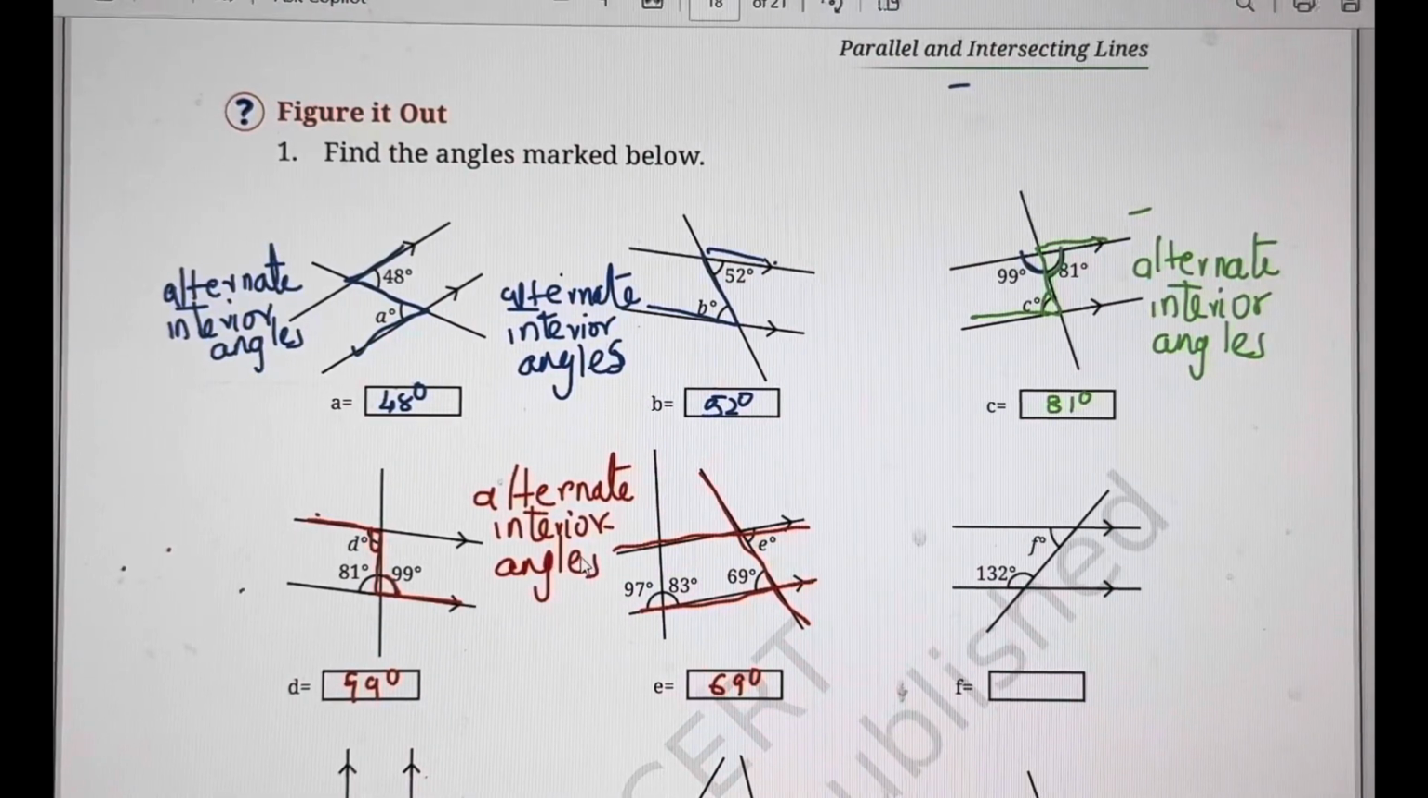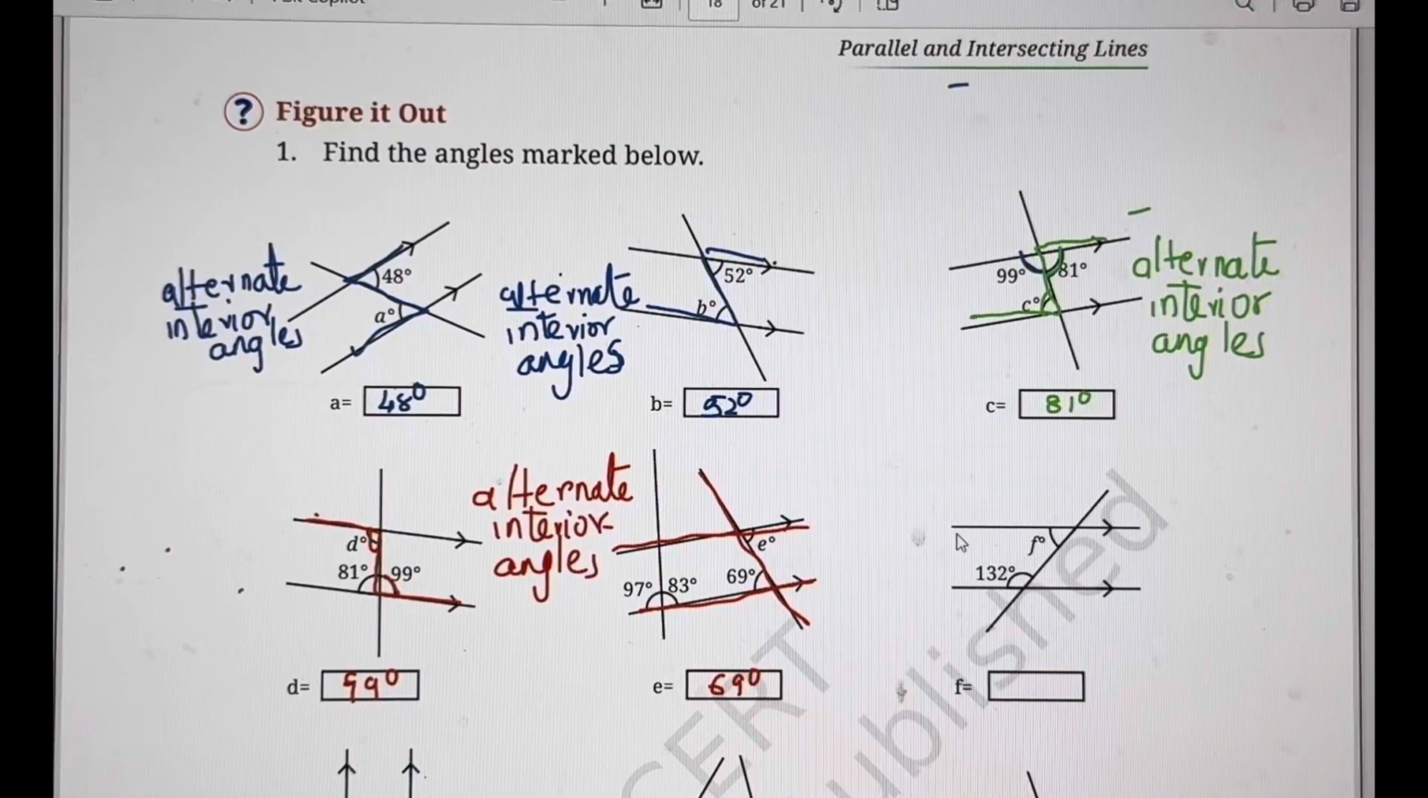So don't get confused with so many angles which are given. You just concentrate on what is asked and find out either alternate or corresponding or maybe vertically opposite angle to get that answer. Now let us see question F.